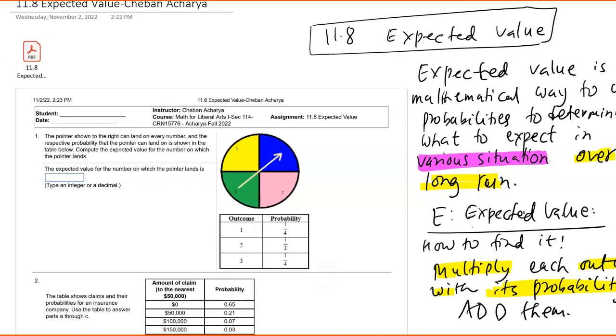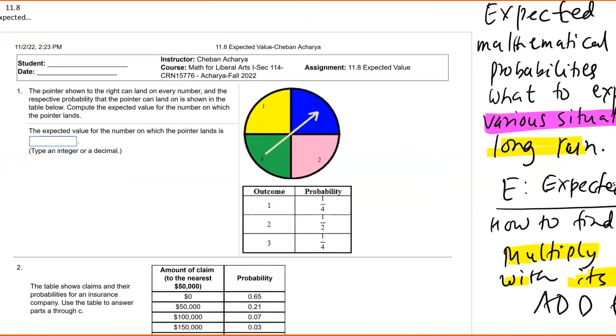Let me do question number one. This is a game situation. The pointer shown on the right can land on every number, and all areas are the same size, so the chance of landing on yellow, green, blue, whatever, is the same. Compute the expected value of the number on which the pointer lands.